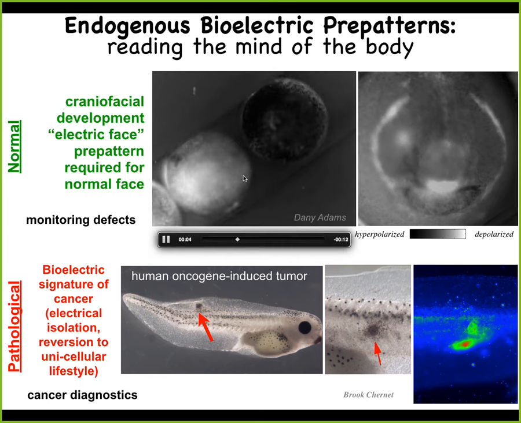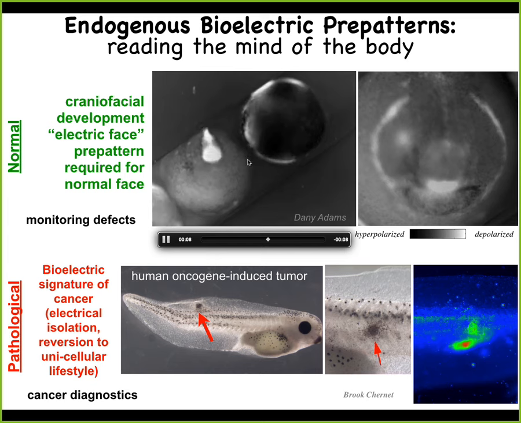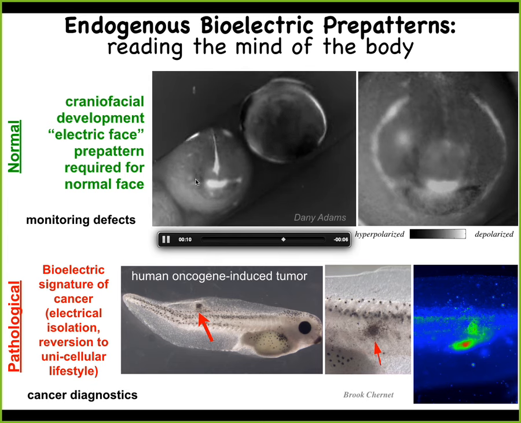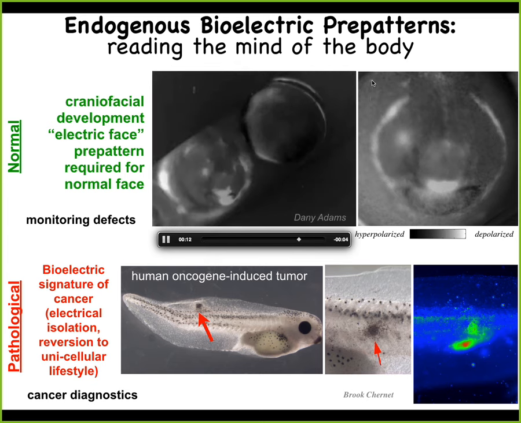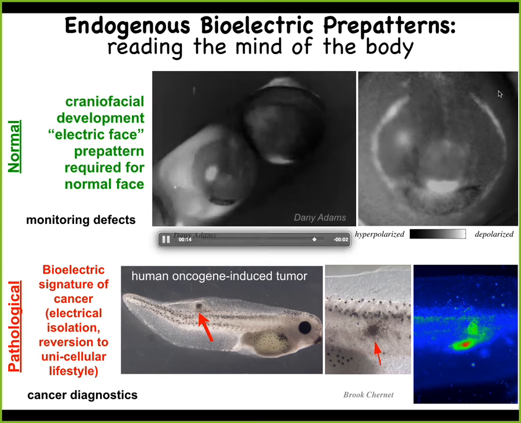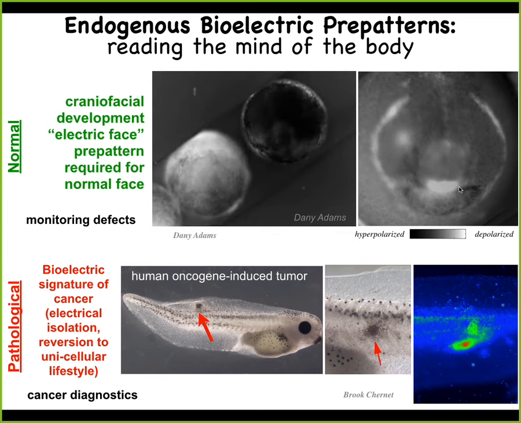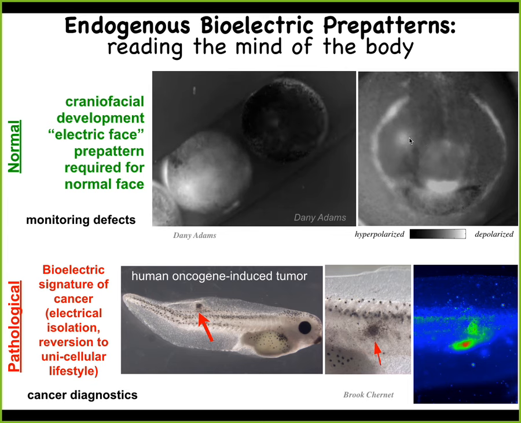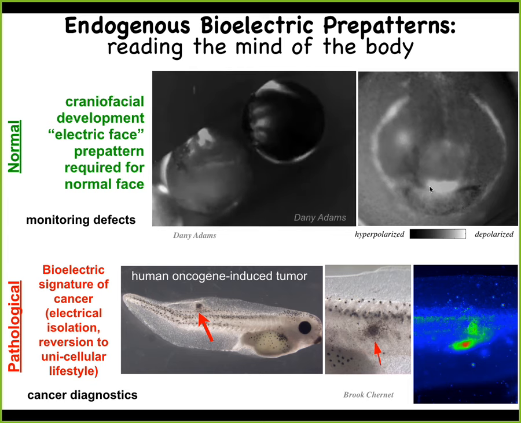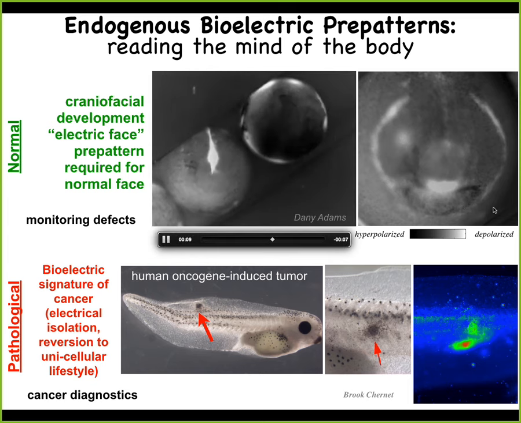So here is what we call the electric face. This is again a voltage-sensitive dye showing you what happens when a frog embryo is trying to put its face together. So this is one frame from that video. And what you see here, I mean, the thing looks like a face. This is why we call it an electric face. It's very easy to see that these bioelectric states in fact map to here's where the eye is going to go, here's where the mouth is going to go, here are the placodes out to the side.